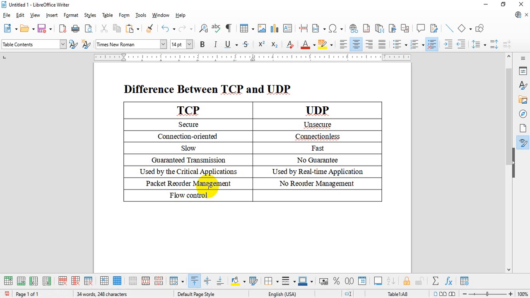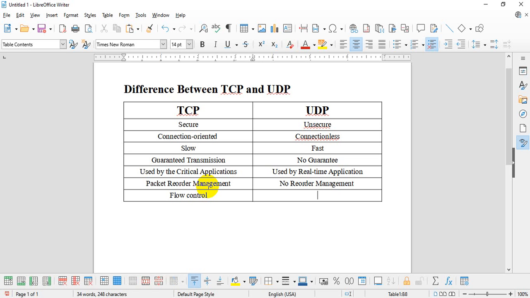If the receiver has the capacity to receive 5 MB per second, the sender will send data at 5 MB per second. That means we can control the flow. If the receiver has 2 MB capacity to receive data, the sender will send 2 MB of data per second. Okay, this way we can control the flow of data according to what the receiver can receive.